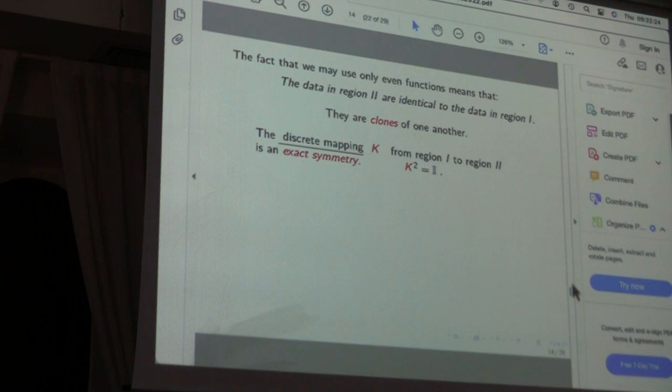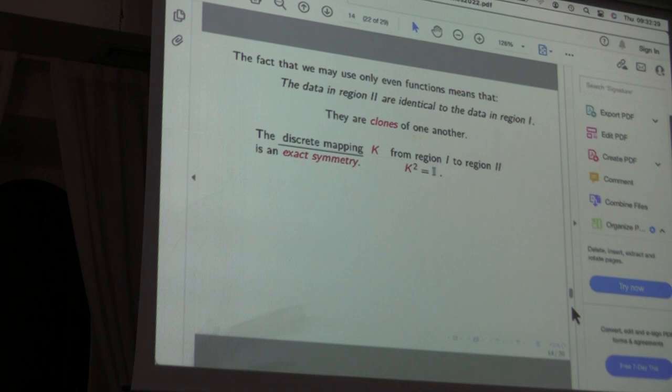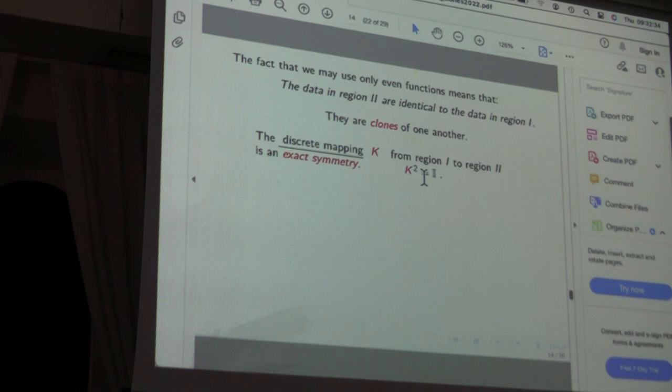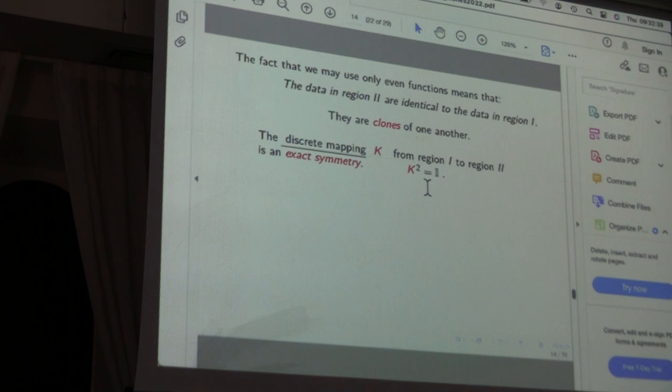As you should have known, because the structure method is the same as well. So the particles I can put there are also the same. And that's the new thing. There's an operator k that maps me from region 1 to region 2. This k, the square of that operator is 1, because I'm able to do this interchange twice, I go back to where I started from.